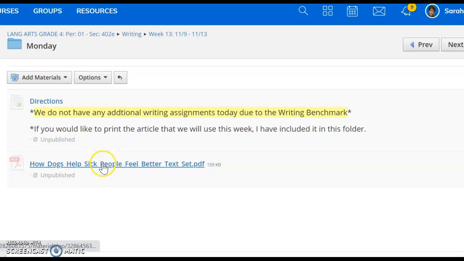So if you have any writing articles, look through. There was a second stack of articles that were available to pick up. This was not in that folder, but they were paperclipped together, so you may have it. If you do not, it's right here. It's about therapy dogs and how they help people to feel better.